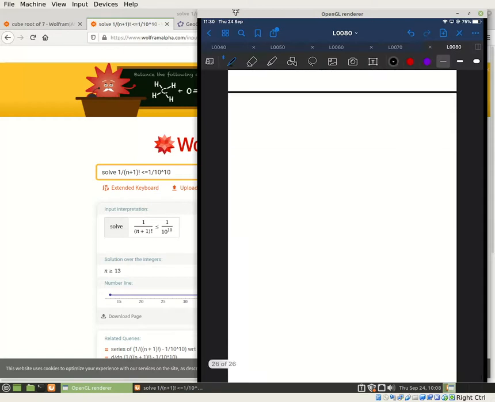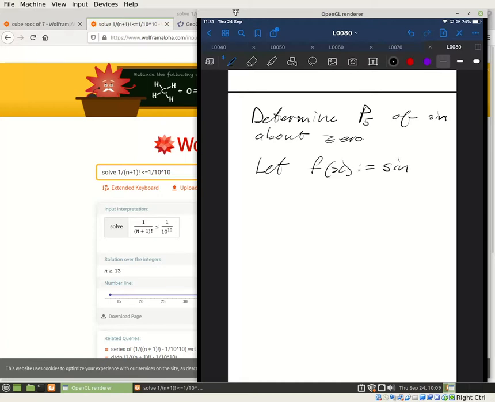Okay, so let us determine the fifth Taylor polynomial of sine. So let's determine P5 of sine about 0. Okay, so what do we know? Let us define f of x as sine x, and now let us determine the derivatives of f. So f of x is sine x.